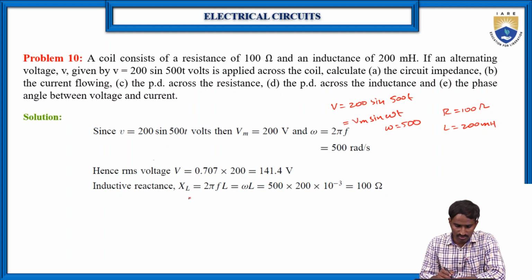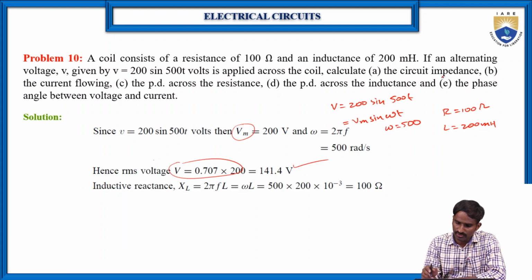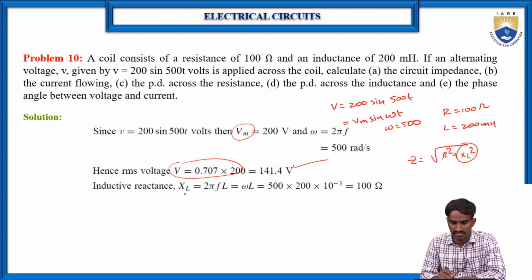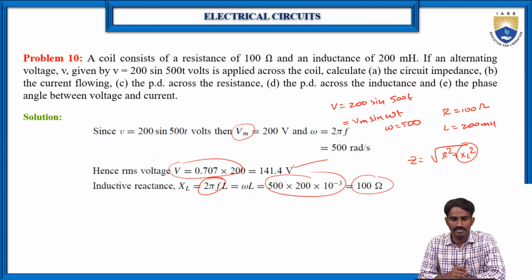Before finding the circuit impedance, first of all we have to find the RMS value. V equals 0.707 into 200, because they have given Vm. So from Vm we need to find VRMS. Now we have converted Vm into VRMS. Then the circuit impedance Z is equal to, as you know, square root of R square plus XL square. But we don't know the value of XL, so first we need to find XL. XL is equal to 2 pi fL, and 2 pi f is nothing but omega. We already know the value of omega, so substitute the omega value and L value. Then you will get 100 ohms, which is the inductive reactance.